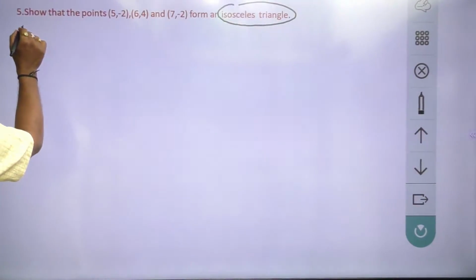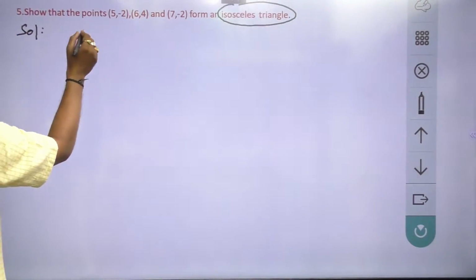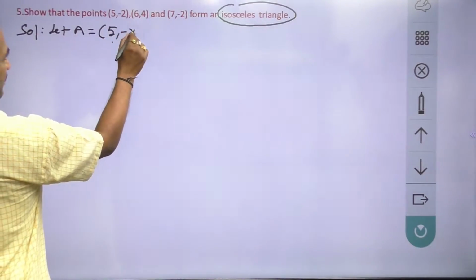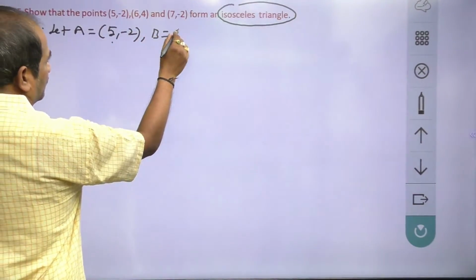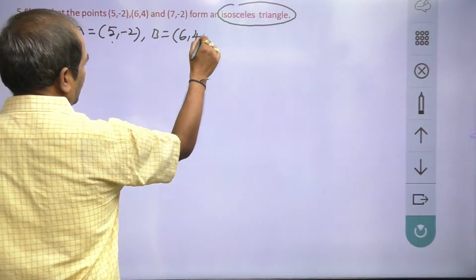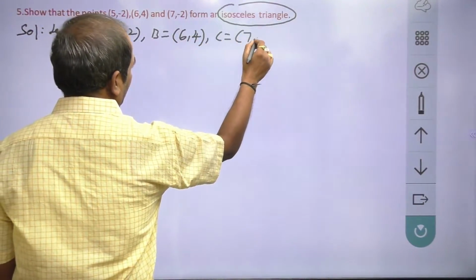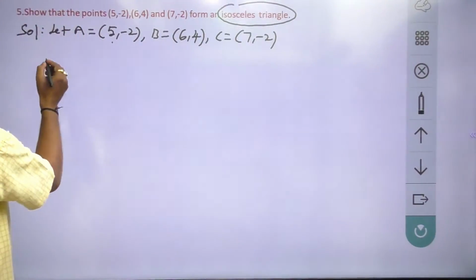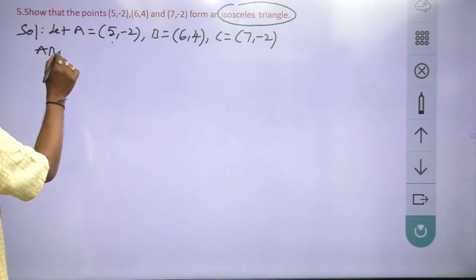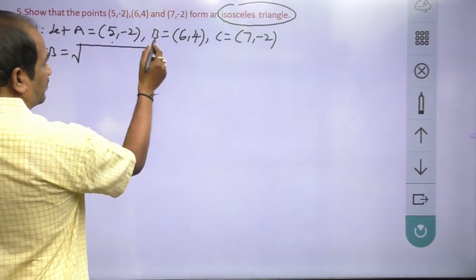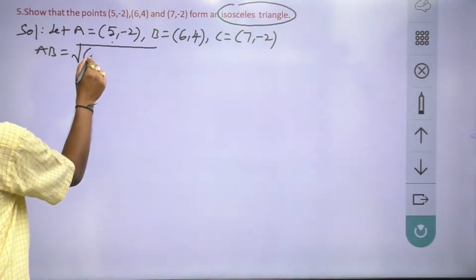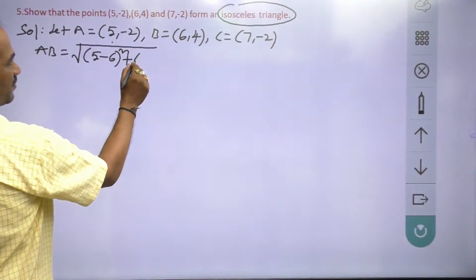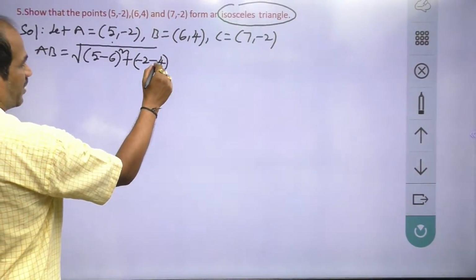In the solution, let A be the first point, 5 comma minus 2. Next, B is 6 comma 4. Next, C is 7 comma minus 2. First we calculate AB. AB is equal to the square root of (x1 minus x2) whole square, that is (5 minus 6) whole square, plus (y1 minus y2) whole square.